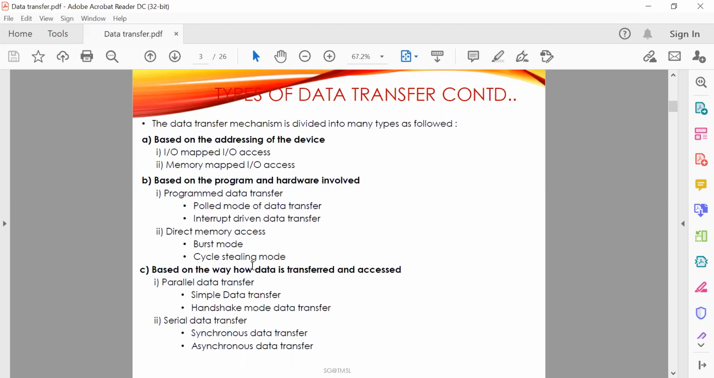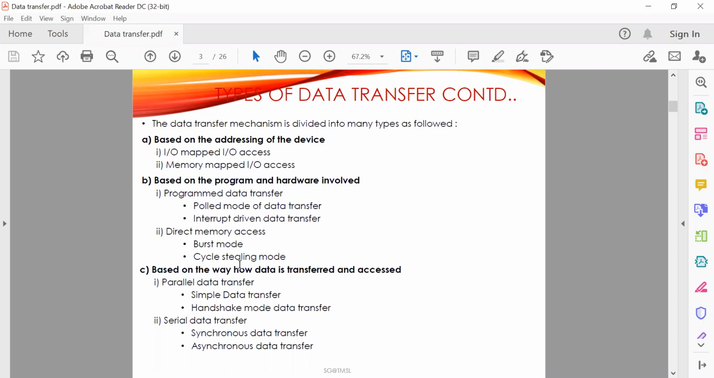Now, in the second method, which is called the cycle stealing mode of data transfer, a block of data is transferred over many DMA cycles. The system bus is released to the processor after a byte or a set of bytes are transferred in one DMA cycle, and that's why the processor is not suspended from its activities for a long time. It takes several DMA cycles to complete the transfer of one block of data. So these are two modes under the DMA process.